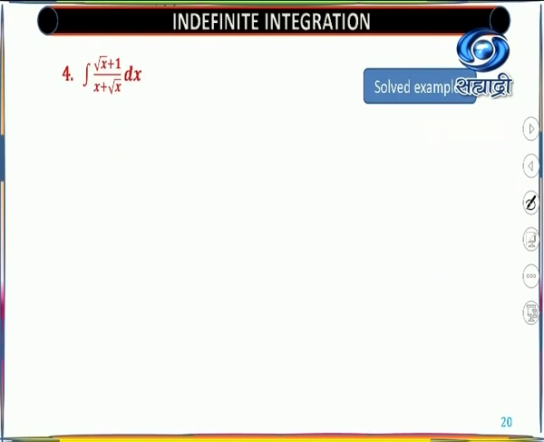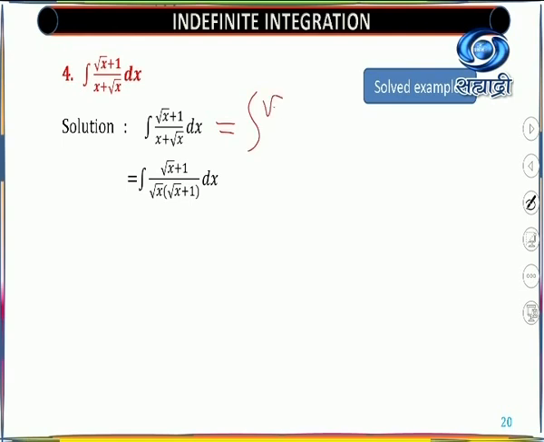Just now I told you there will not be simple functions. You need to use your techniques which are already used in previous knowledge. Okay, integration of root x plus 1 upon x plus root x dx. So I am able to write x as root x square. Here there is a step which you either write down here so that it will be easy to learn at the time of the examination.